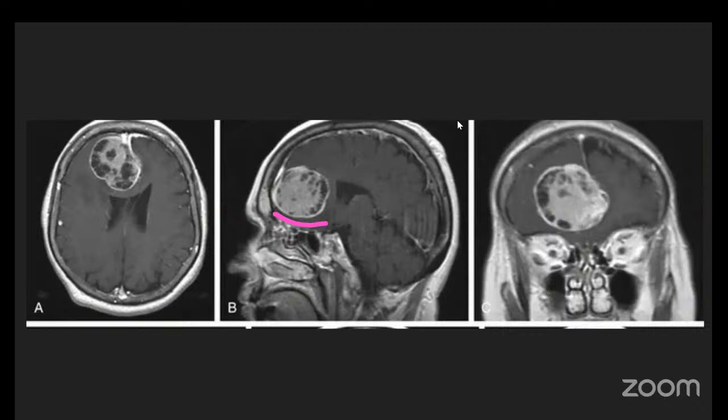Apart from that, there is another important feature. It is causing direct compression over the corpus callosum. If you look at the first image, you can see that there is direct compression over the corpus callosum. The lateral ventricles are effaced slightly. Apart from that, the meningioma is crossing the midline. The falx has been shifted towards the other side. There is a midline shift.